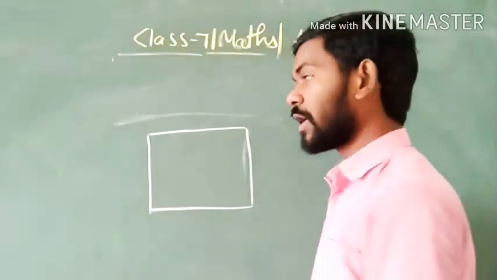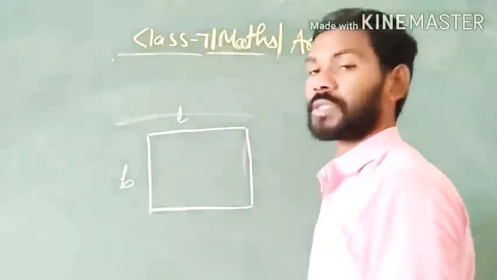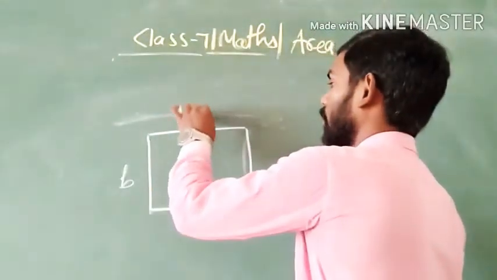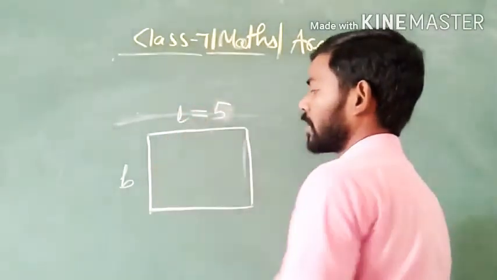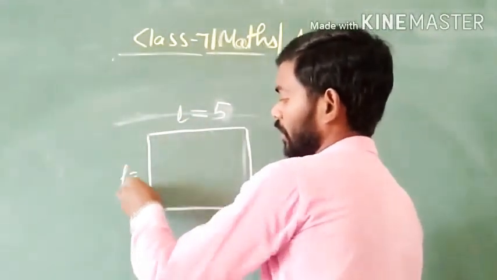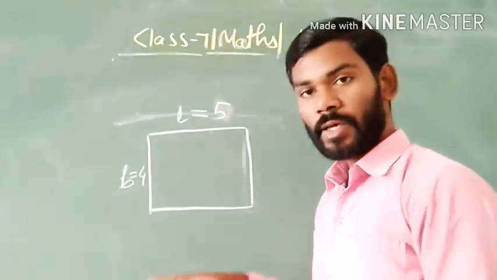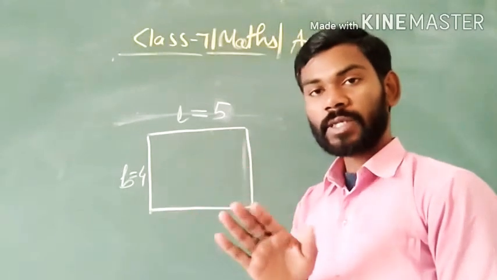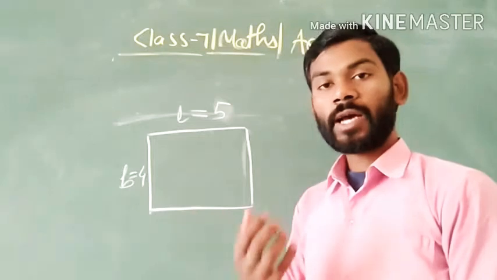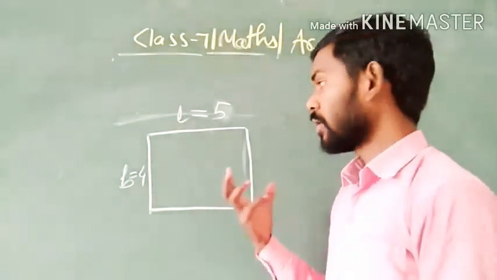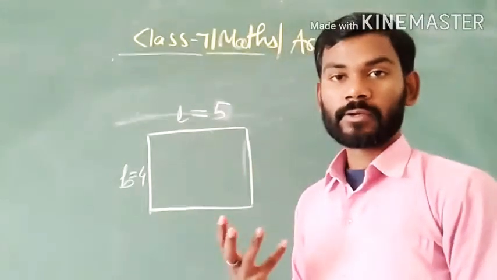Yes, since we have its length and width, just suppose that the length is 5 centimeter, and the width is 4 centimeter, like this. Okay. Here we have the dimensions of length and width, but we have no idea about the formula by which we can get the area.